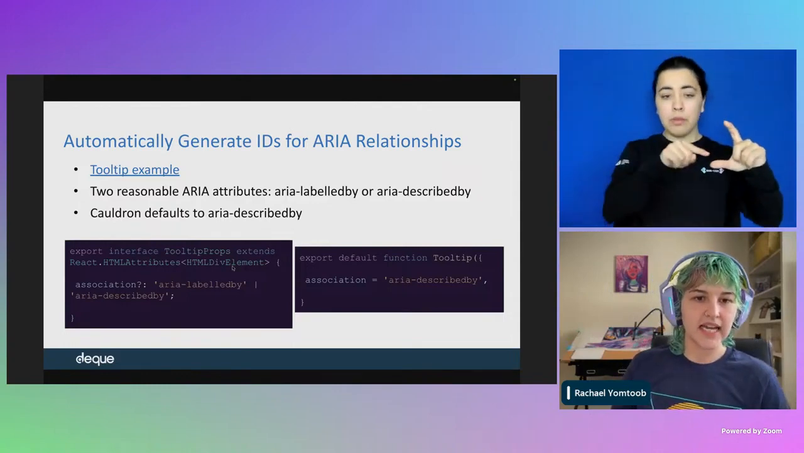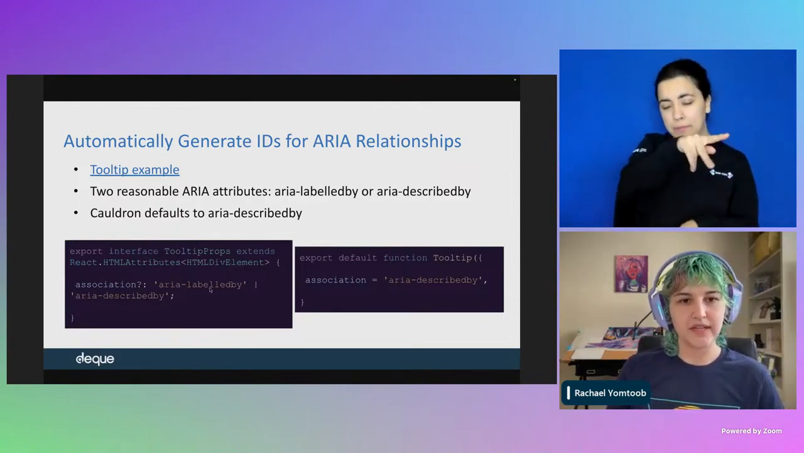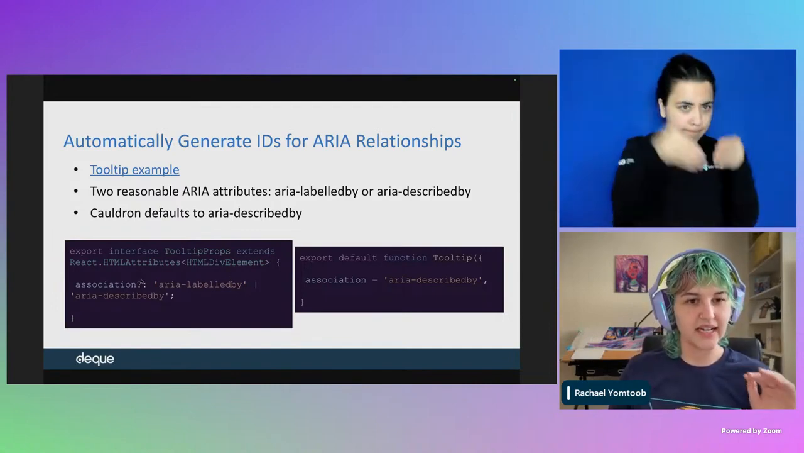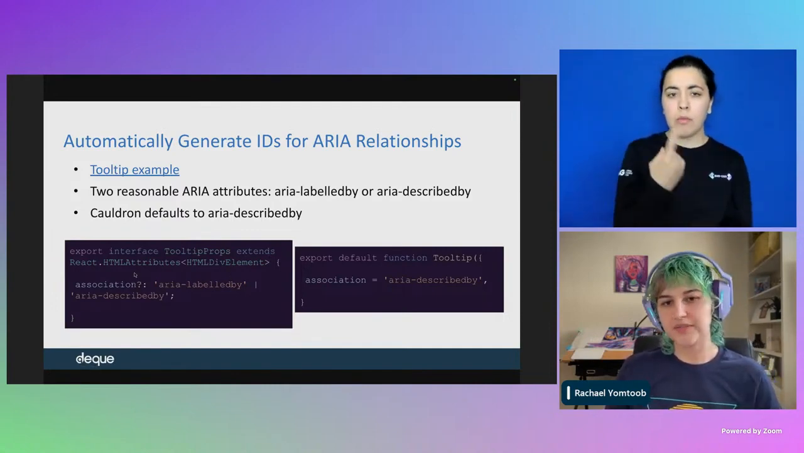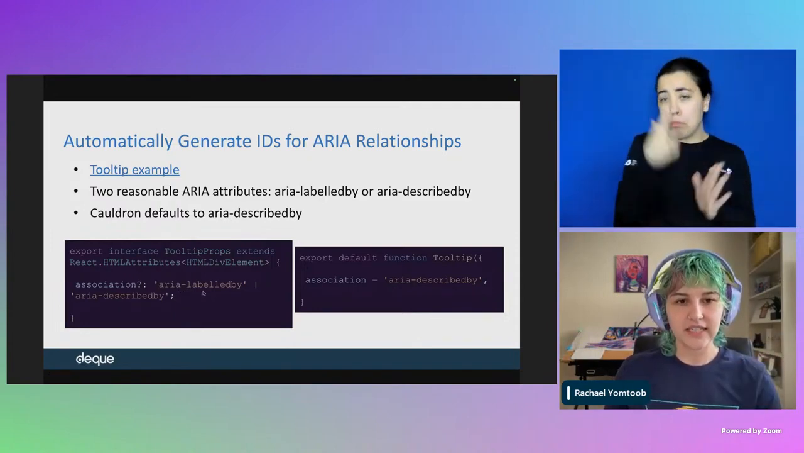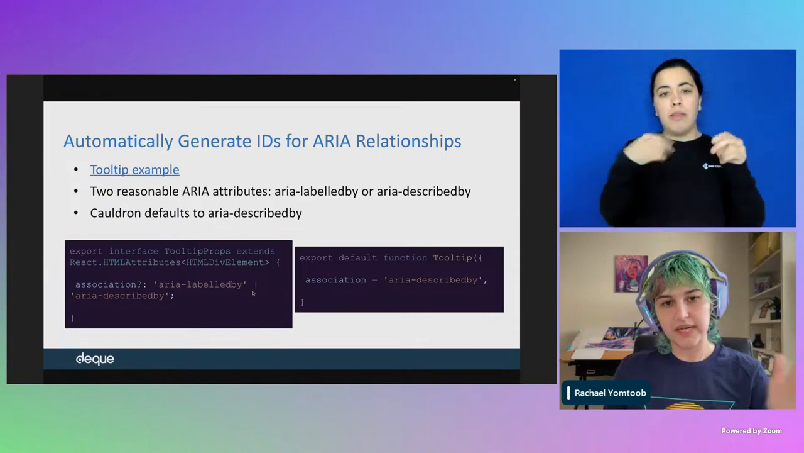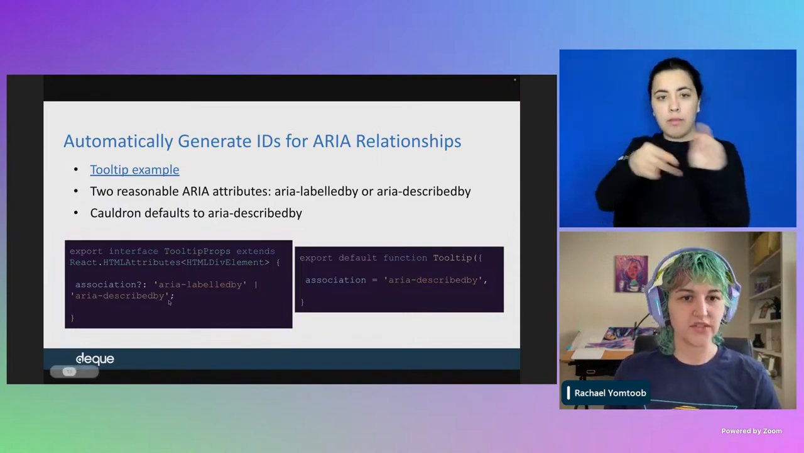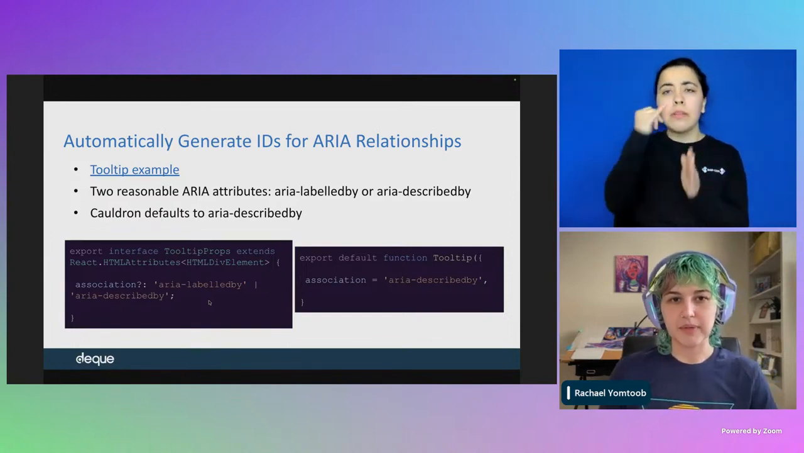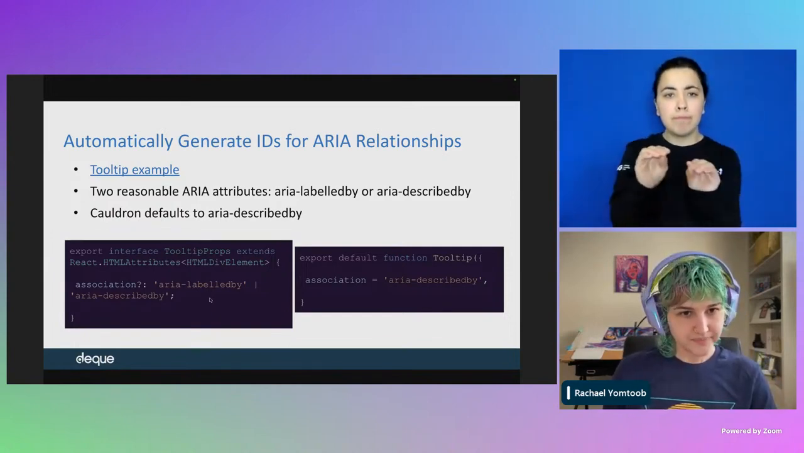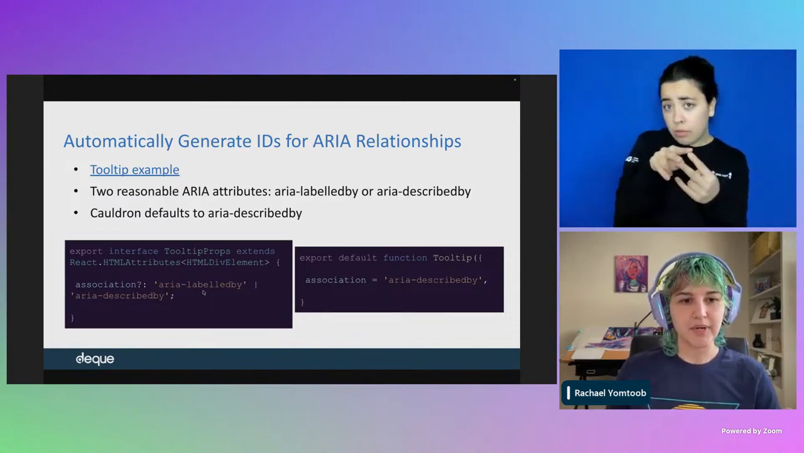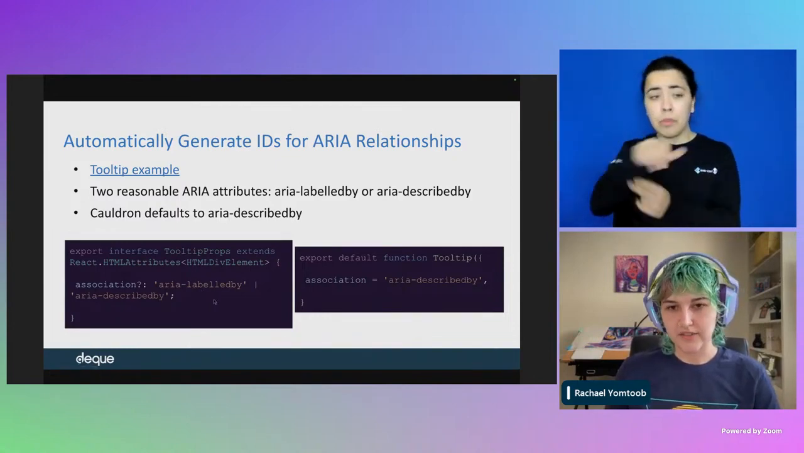So what I have here is two code snippets, one on the left, which is our type interface. And I've excluded most of the other properties and just focused on the one related to aria right now. So we have a property called association with a question mark, meaning that it's optional. And then we have a string, aria-labelledby, or, the pipe indicating the or, aria-describedby. So this means that when developers are implementing the tooltip component in their applications, in their code, they're able to provide an association of either the aria-labelledby property or the aria-describedby attribute.